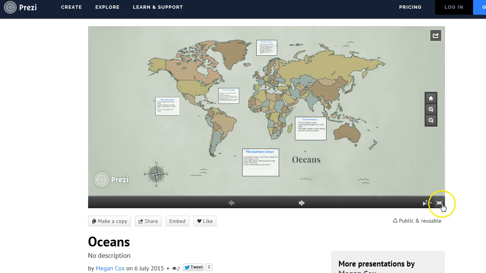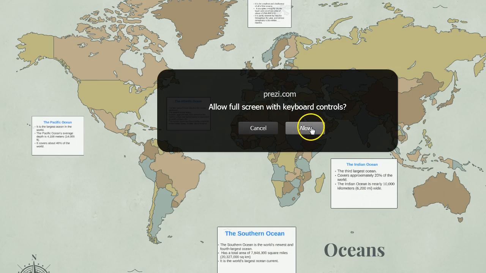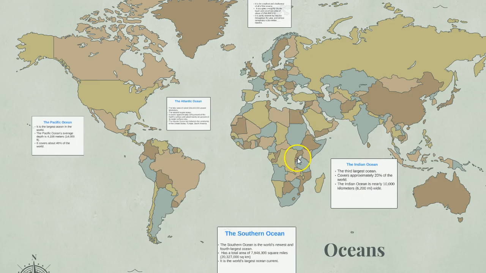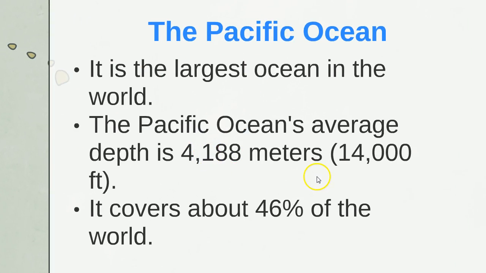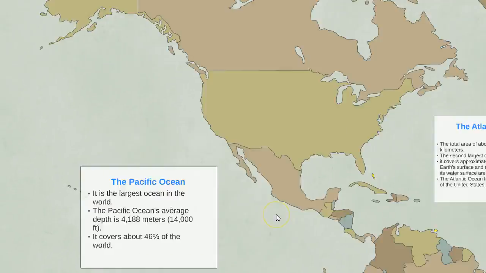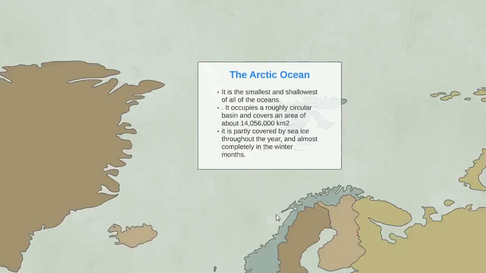This is just an overview. So on this Prezi are the 5 oceans, beginning with the Pacific Ocean, and going through each of them, just having some facts about them, that it's the largest ocean, what the depth is, how much of the world it covers. So I do that on each of the oceans.